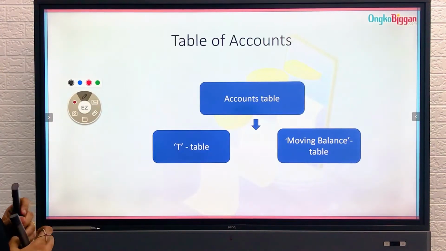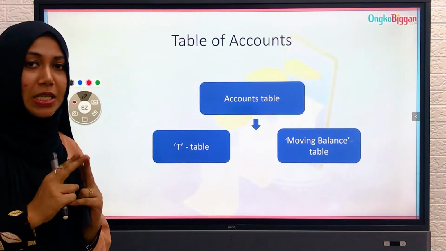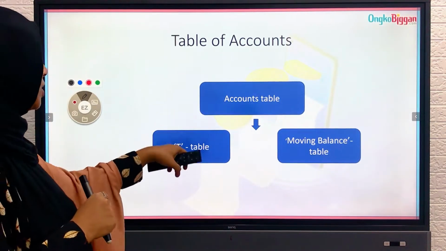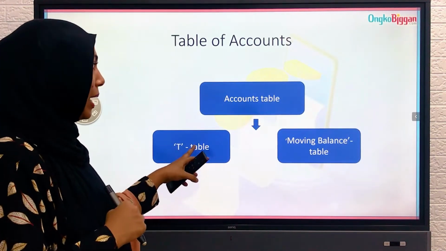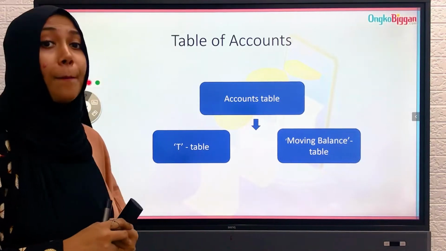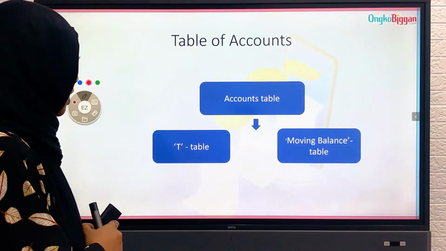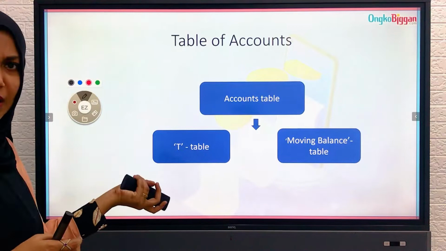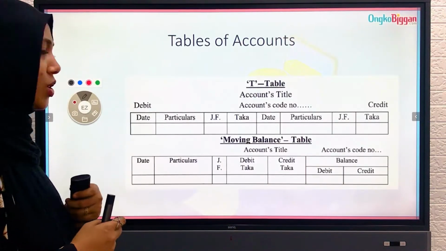The next one is, as I told you, there are different types of accounts tables. One table is called the T table and another one is called the moving balance table. Now, how do they look? What's the difference and what are the features between them?